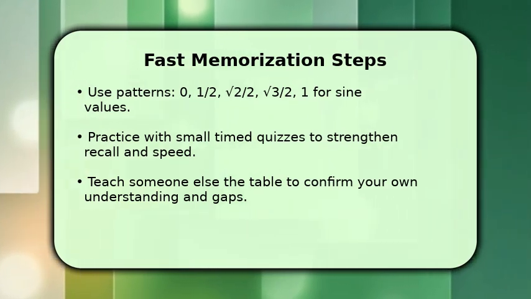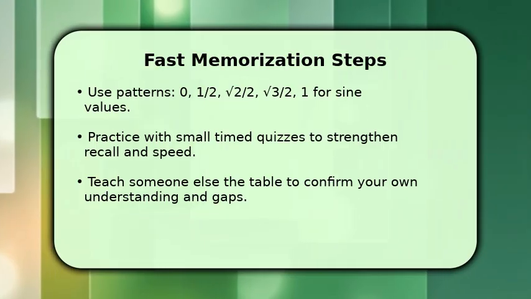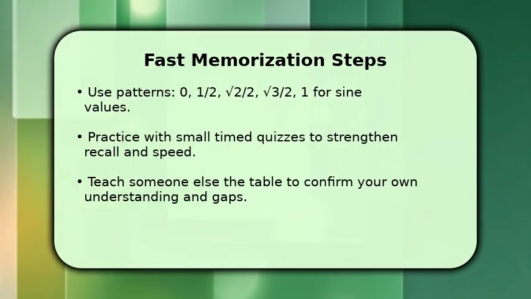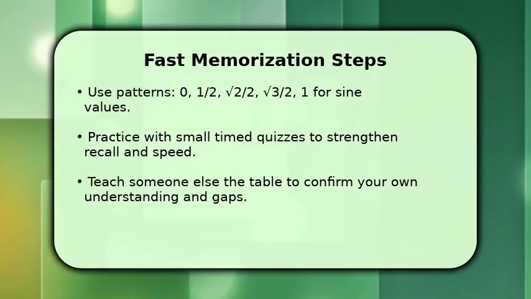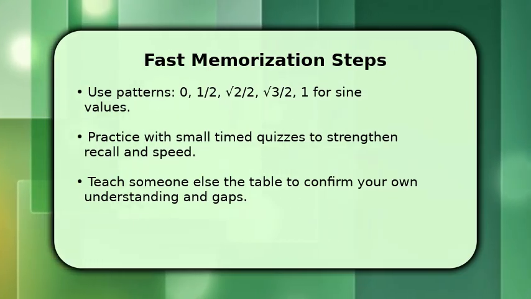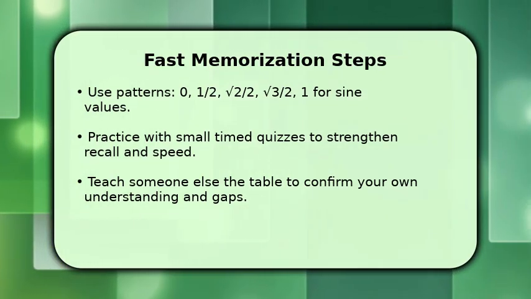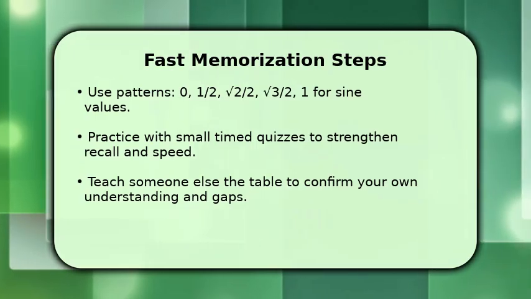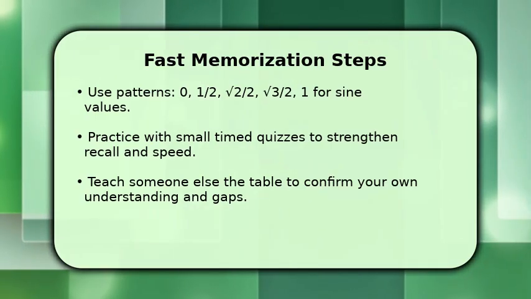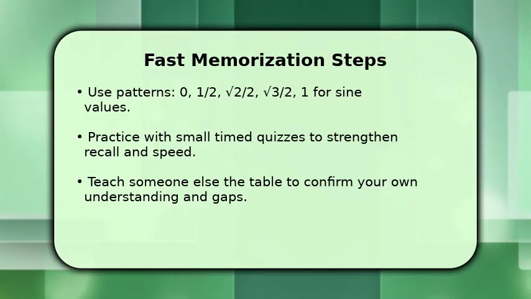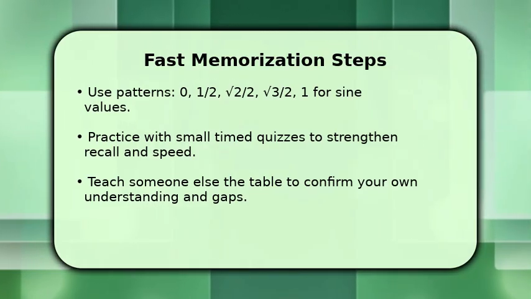Start with the pattern for sine values and derive cosine by symmetry, then compute tangent as a ratio. Use short, repeated timed quizzes to track improvement and focus on troublesome angles. Explaining the table to a peer or recording yourself forces clarity and highlights weak spots. Keep sessions short and frequent to lock the table into long-term memory.